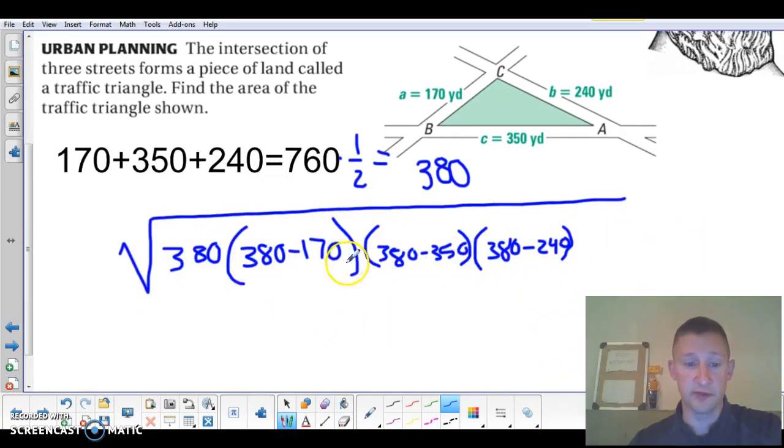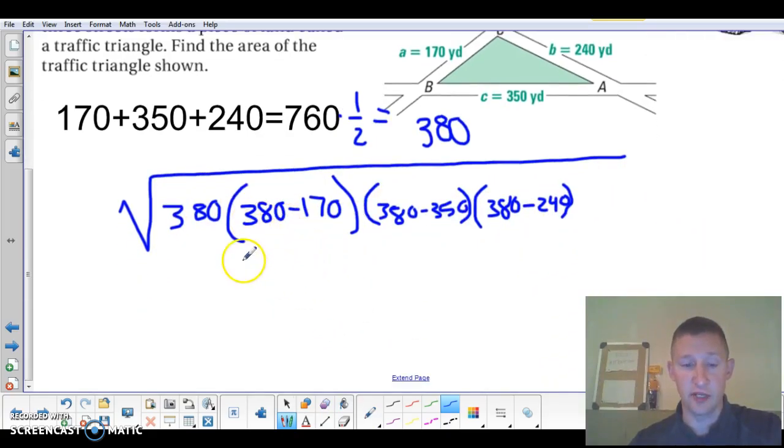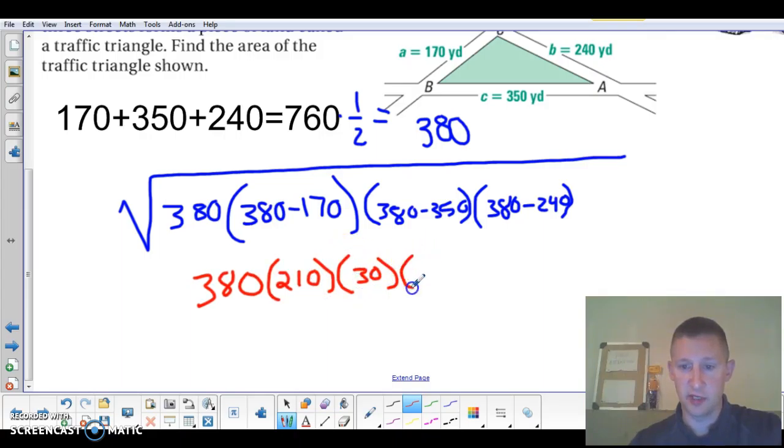We can type this in all at once. We could figure out what these numbers are first. It doesn't really matter as long as you're neat and organized with your work and your calculator use. I'll just write out what these are. It's going to be 380 times 210, times 30, times 140. And I'm going to take the square root of all of that.